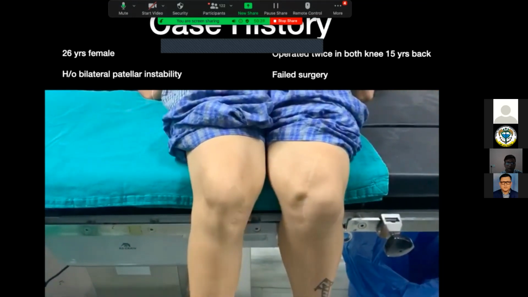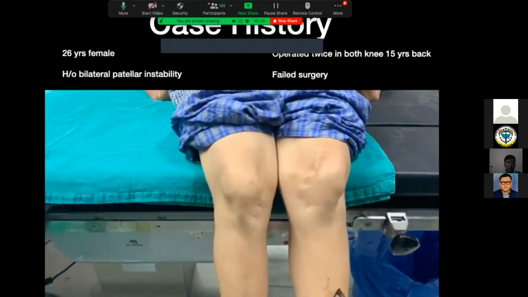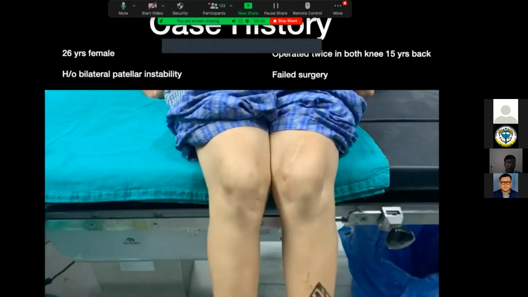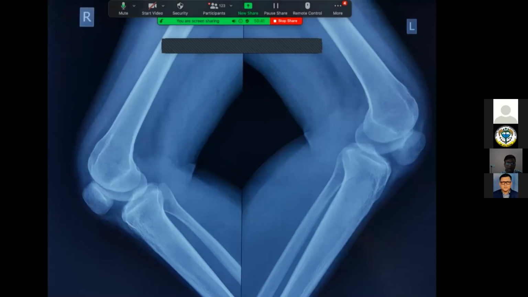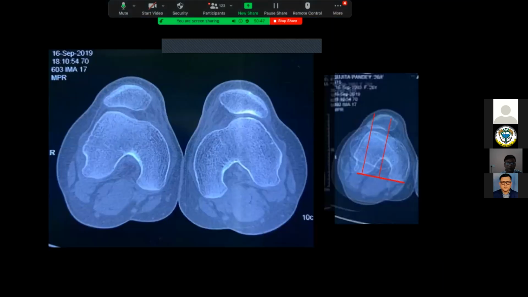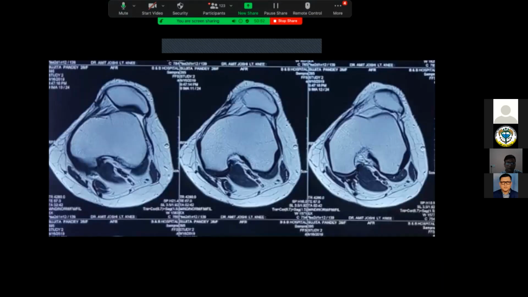This is her clinical examination finding. You can see the maltracking patella bilaterally, both right and left sided. And this was her X-ray. The medial femoral condyle and lateral femoral condyle both were not well developed. This is the lateral X-ray in which an anterior bump of the lateral femoral condyle can be seen. And this was the CT scan in which trochlear dysplasia and increased TTTG distance is seen.